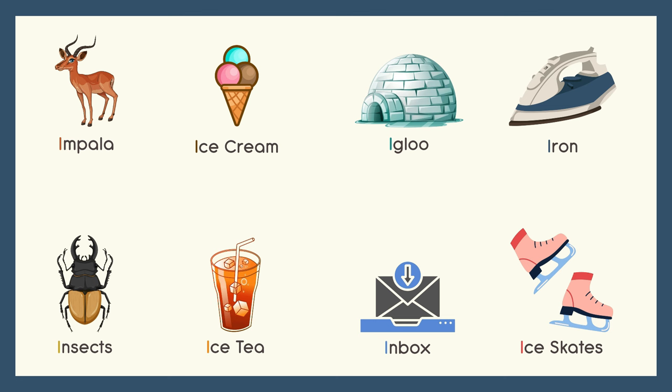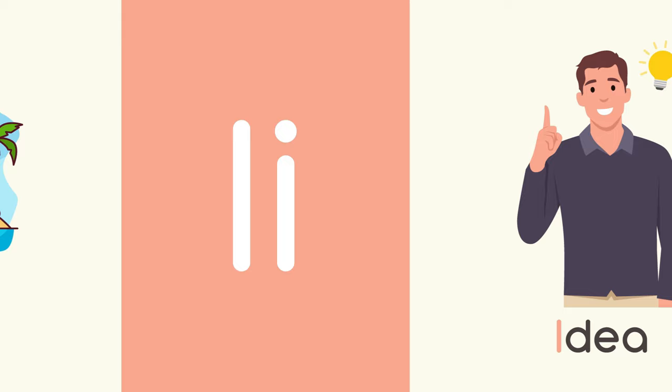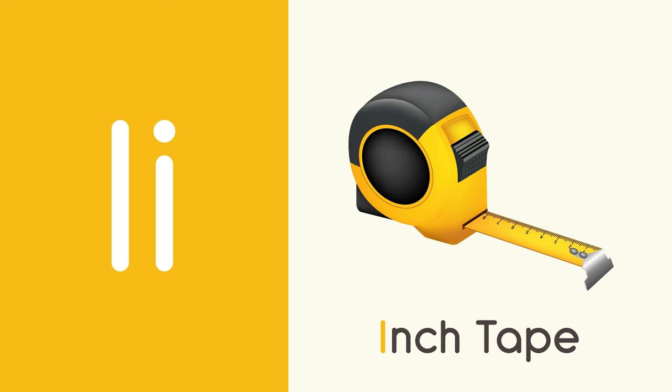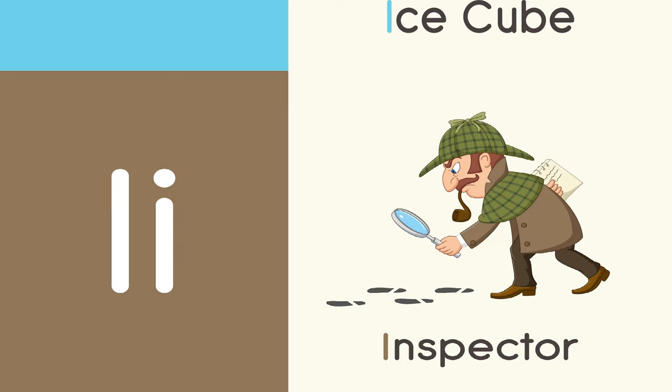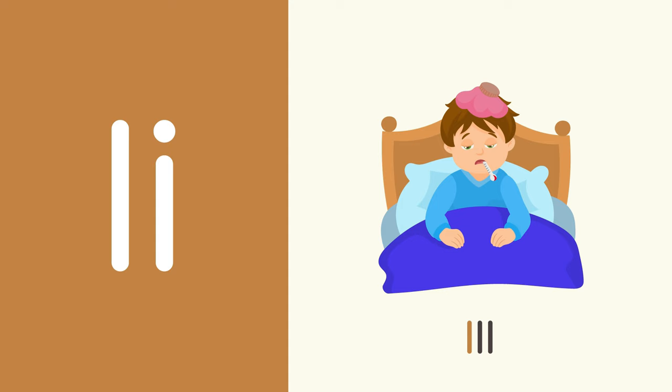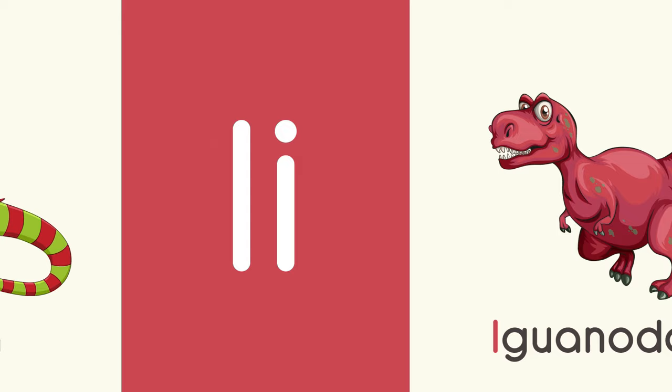I is for idea. I is for island. I is for instep. I is for inspector. I is for ice cube. I is for ill. I is for iguanodon. I is for iguana.